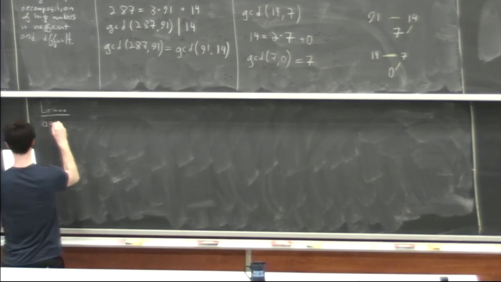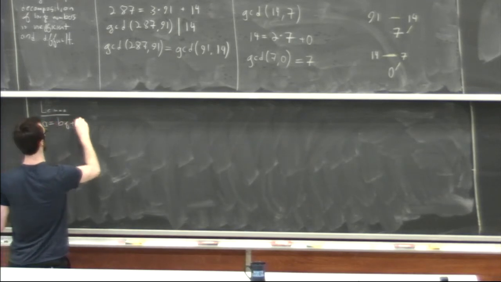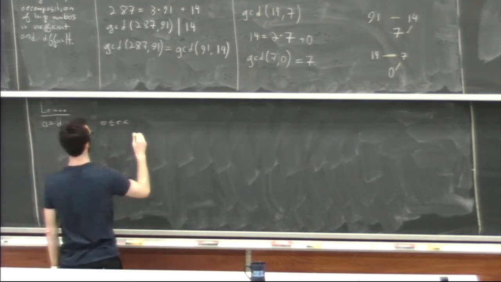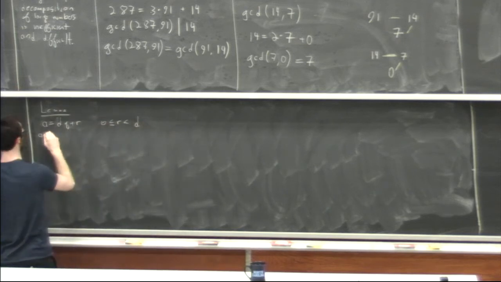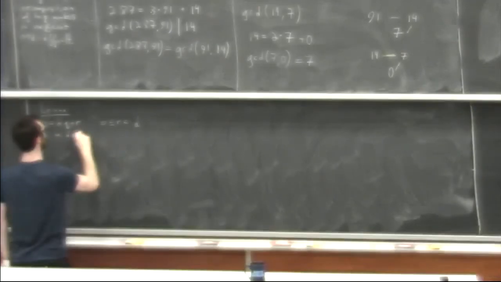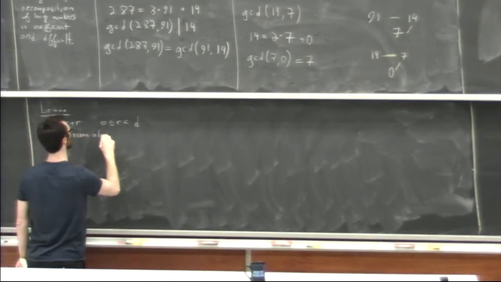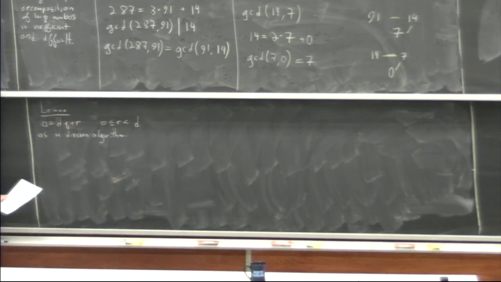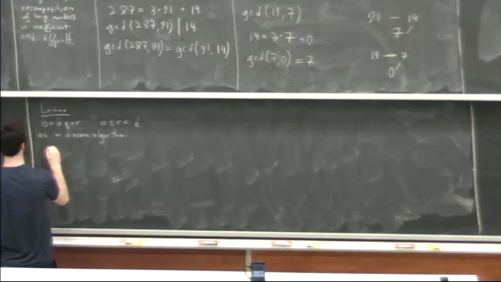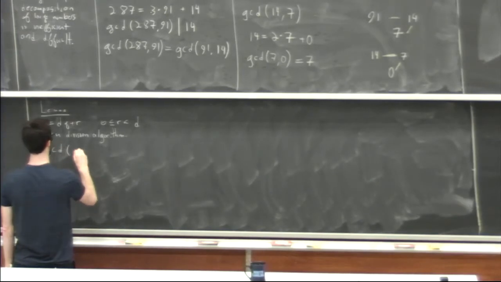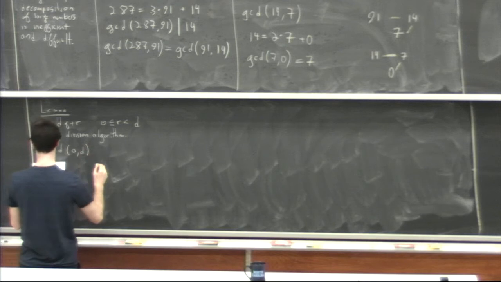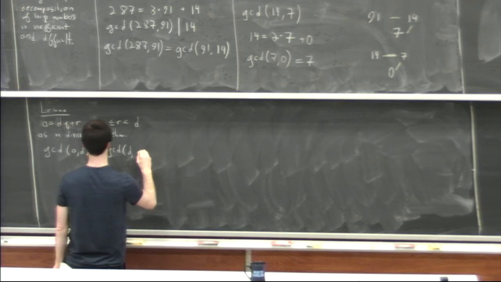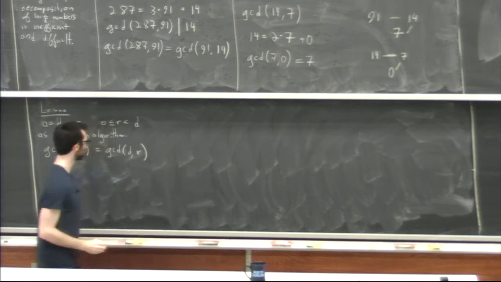Let A be equal to BQ plus R with 0 less than or equal to R. Sorry, I should put D. Less than D, as in the division algorithm. Then we have the following property, that the GCD of A and D is equal to the GCD of D and R. Okay?